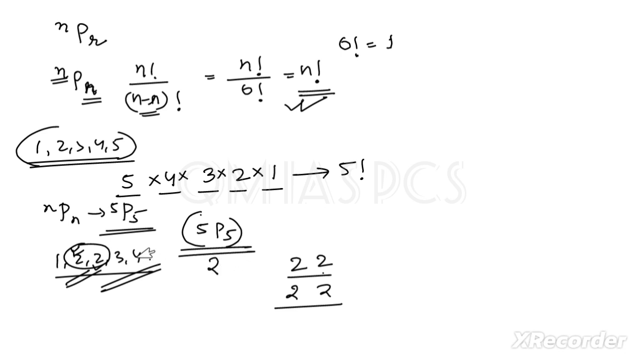Whatever the repetition is, we have to divide by the factorial of the number of repetitions. If there are 3 repeated numbers, I mean 3 identical values, then we have to divide by factorial 3. It's an important thing to note, because whenever they ask about 3 identical objects or 2 identical objects, we have to divide by that number's factorial. Okay, for example, let's take it.